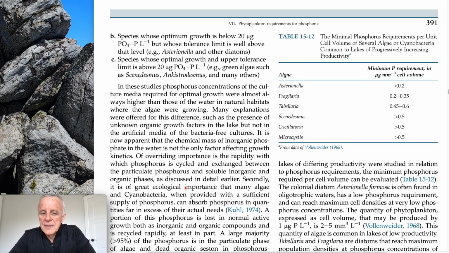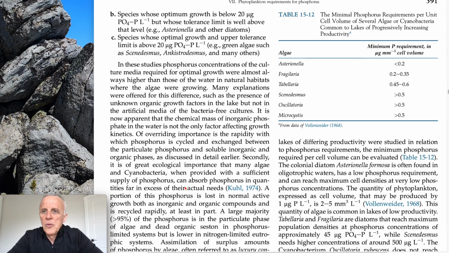Before we move on, let's look at table 15-12, the minimal phosphorus requirements per unit cell volume of several algae or cyanobacteria common to lakes of progressively increasing productivity. So we have algae on the left, and then we have the minimum phosphorus requirement in milligrams per cubic millimeter of cell volume. So on the low end, we have Asterionella, as we just saw in the text, and on the high end, we have Tabellaria, which is like, I believe it's a diatom.